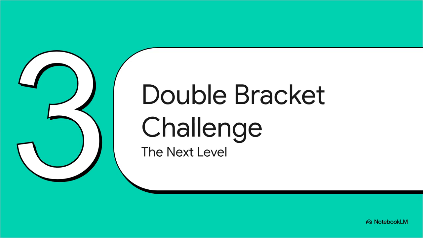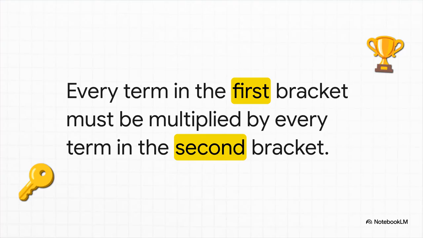All right, you've totally got single brackets down. So, you ready to level up? Let's take on the double bracket challenge. This is where the real fun begins. Okay, if you only remember one thing from this entire explainer, please make it this. This is the golden rule. Every single term in the first bracket has to be multiplied by every single term in the second one. No shortcuts, no exceptions. This is the one principle that makes the whole thing work.